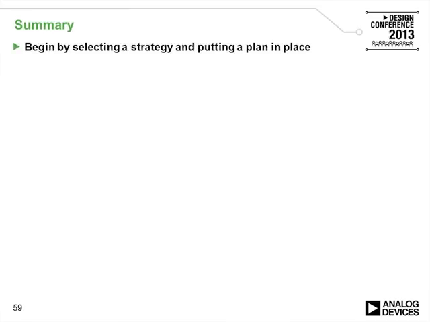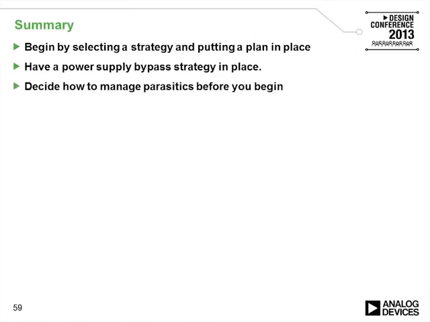Okay, let's have a little summary here. What you need to do is begin by selecting a strategy and putting a plan in place. Have a power supply bypass strategy in place. Is it going to be discrete capacitors? Is it going to be interplanar capacitance? Is it going to be a mix of the two? Decide how to manage parasitics before you begin. Are you going to minimize unterminated trace widths, or are you going to sacrifice frequency response? Remember, a good layout starts with a good schematic, so prepare the schematic with all the additional pluses to it.